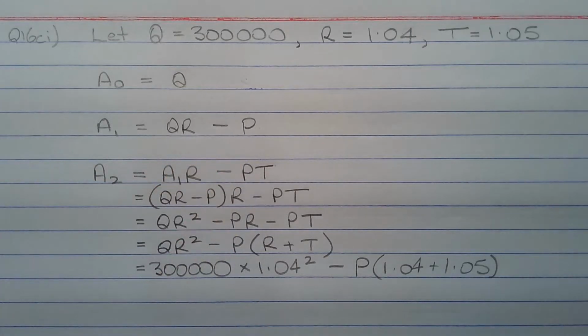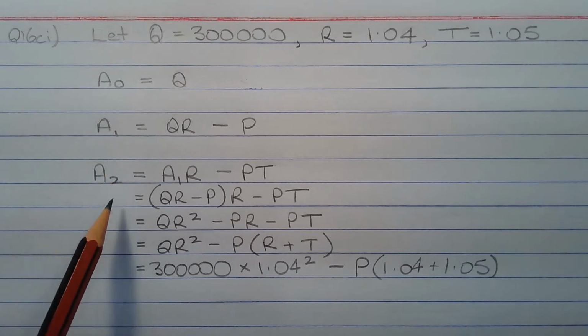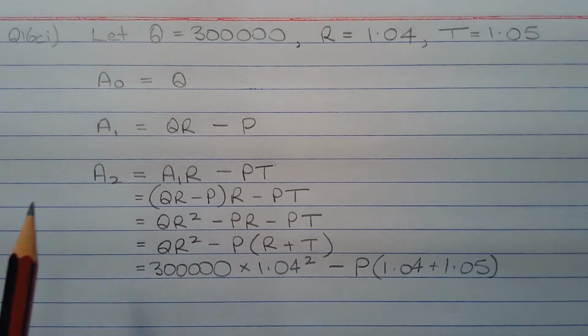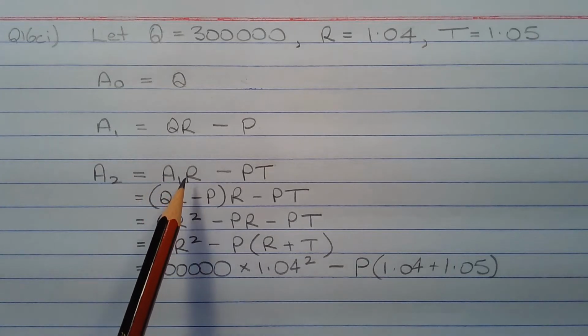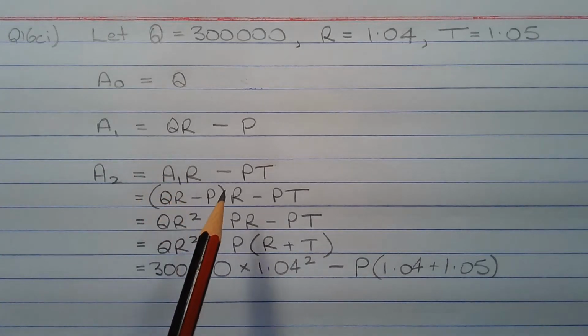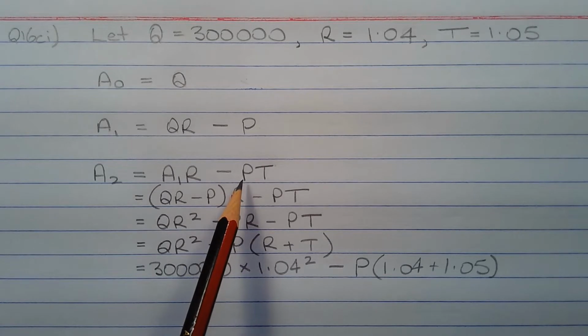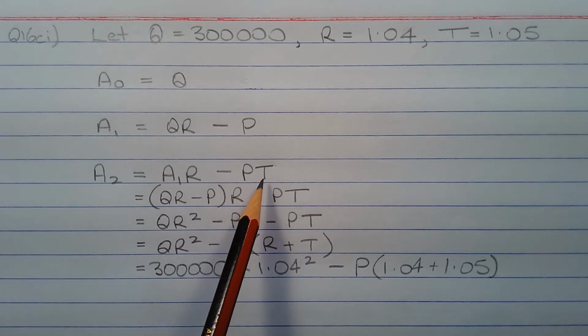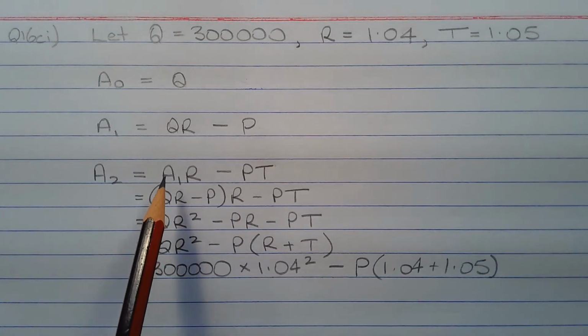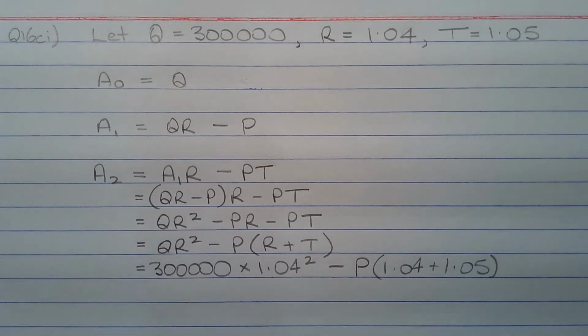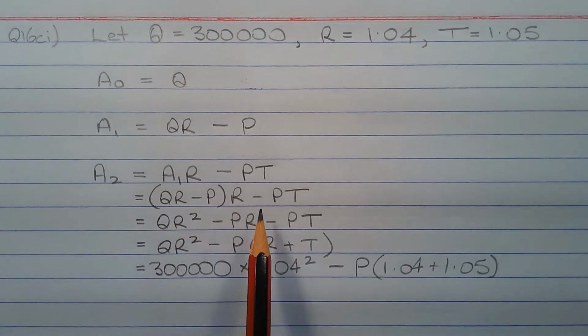A2 represents the amount in the account after the second year, so that's equal to the amount in the account after the first year, multiplied by R, so increased by 4%, minus the withdrawal amount of P dollars which has been increased by 5%. So that's A1R minus PT. Now A1 is equal to QR minus P. So A2 is equal to (QR minus P) multiplied by R, minus PT.